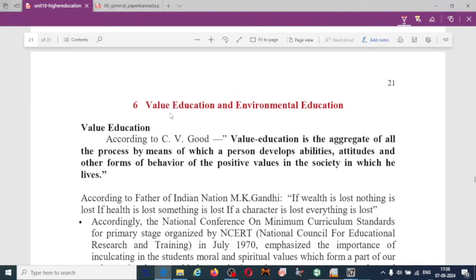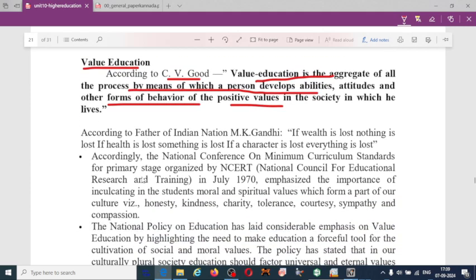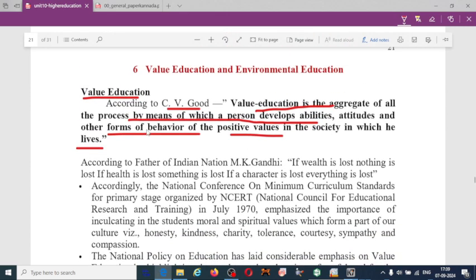So the last one, that is value education and environmental education. As the name indicates, value education, according to C.V. Good, is the aggregate of all the processes by means of which a person develops abilities, attitudes, and other forms of behavior of positive value in the society in which he lives. So that's why value education right now is very important in the society.